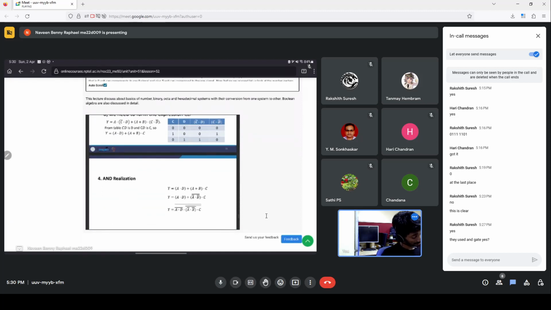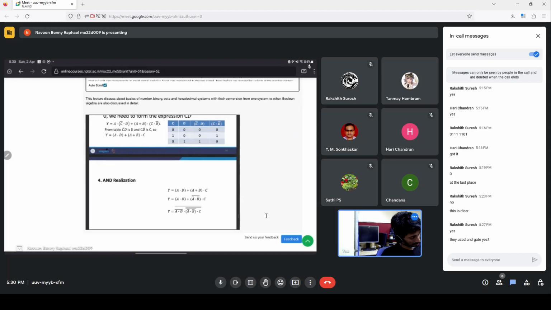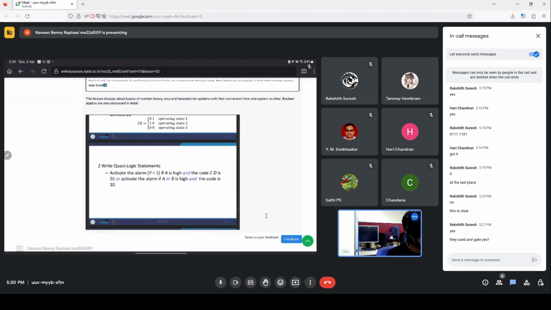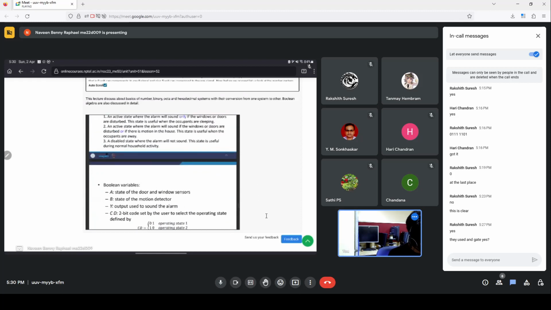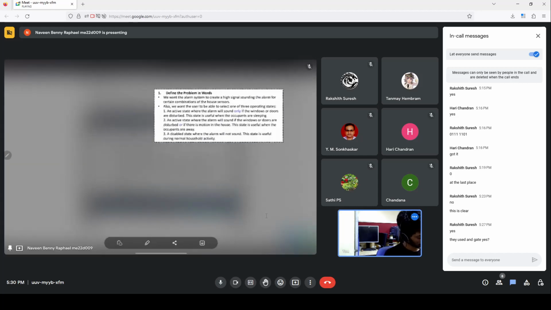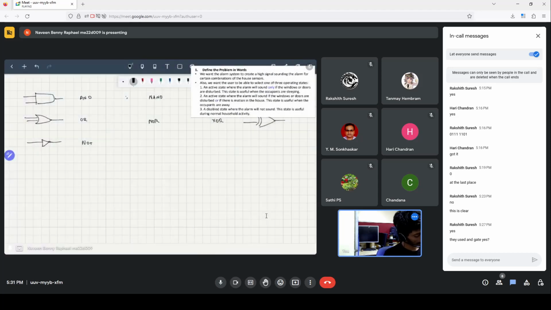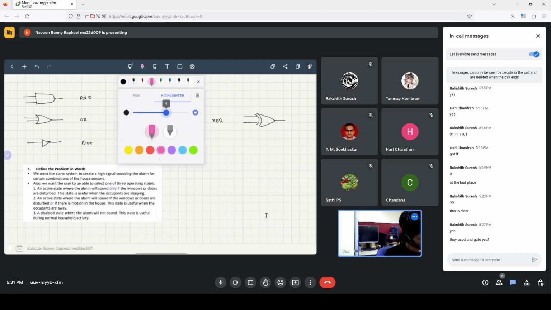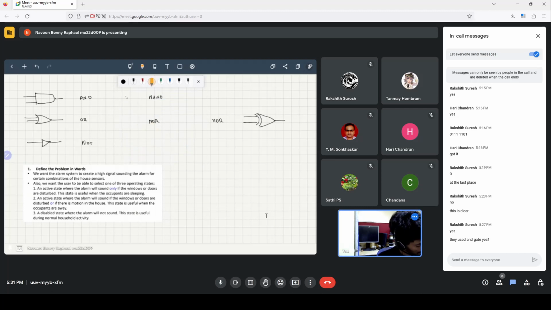Okay, let's just write it out. The active state with alarm will sound only if the windows and doors are disturbed.